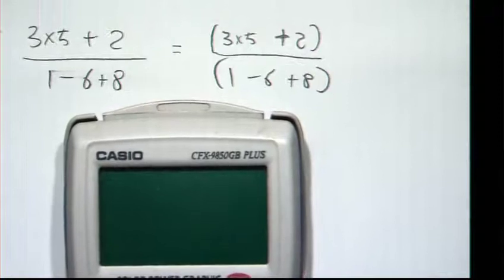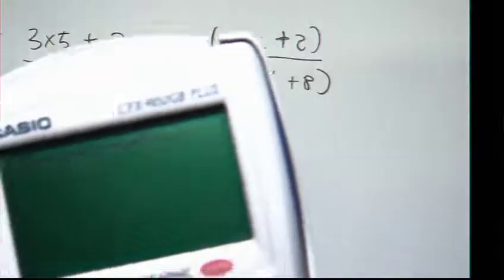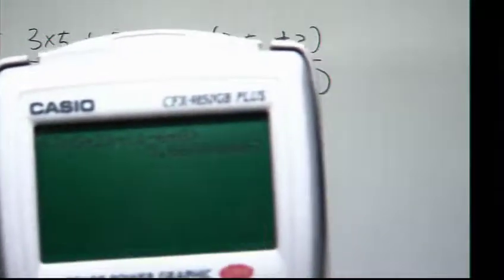So if I want 3 times 5 plus 2 all over 1 minus 6 plus 8, if I put the brackets around what's on the top and what's on the bottom, then it will come to the correct answer, 5.66667. So 5 2/3 apparently.